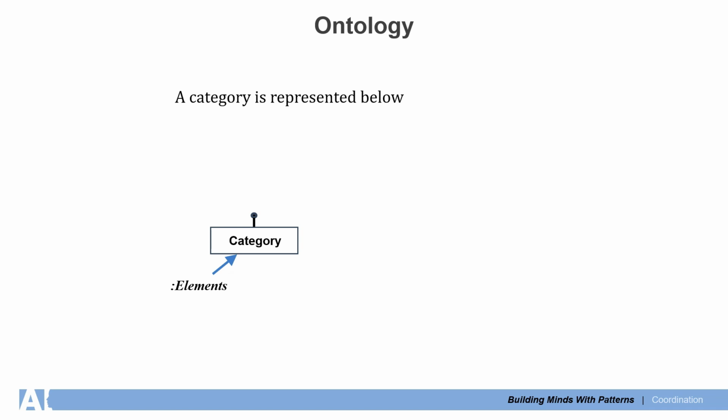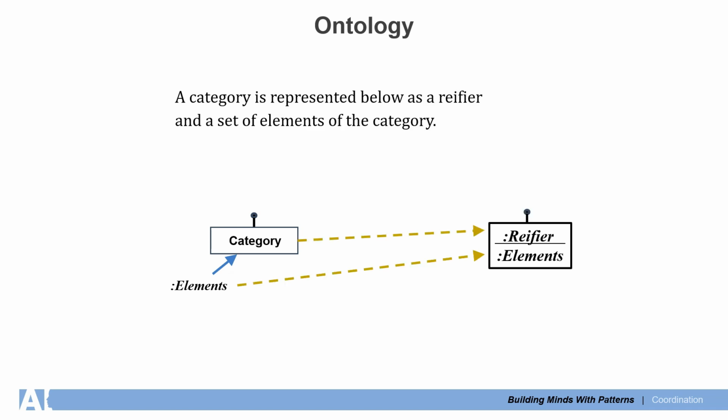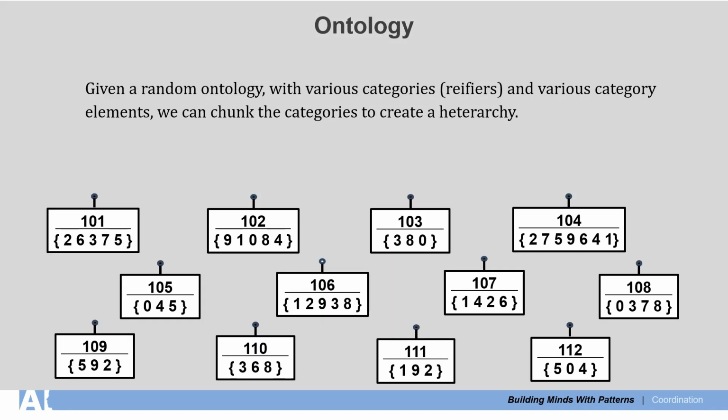Ontology. A category is represented below as a reifier and a set of elements of the category. For example, a reifier of 55 and elements 1, 2, 3, 4. The reifier serves as the ID of the scheme. Using this schematization, no pun intended, given a random ontology with various categories or reifiers and various category elements, we can chunk the categories to create a hierarchy.